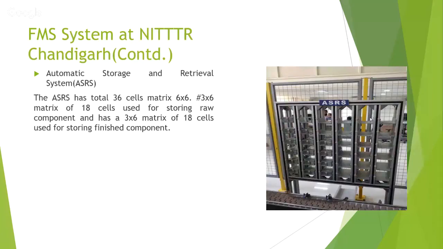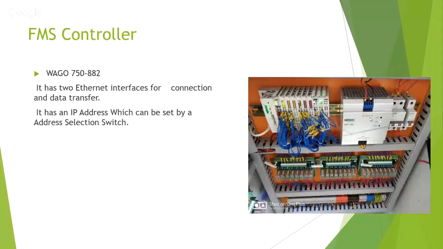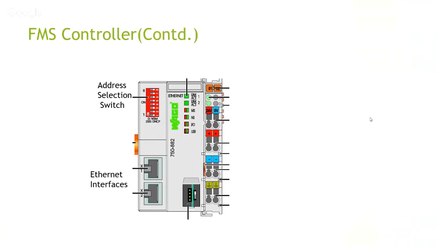So this is basically the FMS system, and the whole system is controlled by the FMS controller, that is the WAGO 75882. It has two Ethernet interfaces which are used to connect to the system. It is driven by an IP address which can be set by us using the address selection switch. This is the FMS controller. By this switch you can generate an IP address of your own. And these are the Ethernet interfaces.